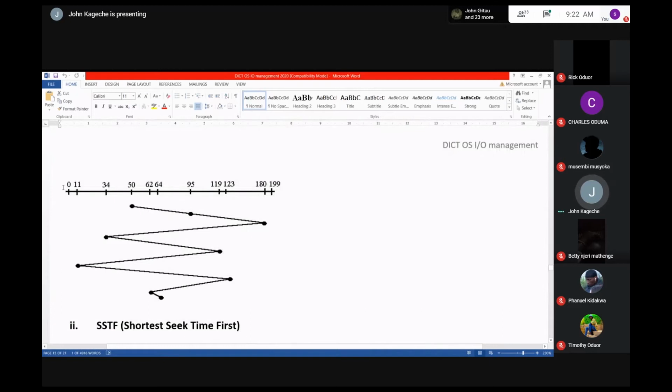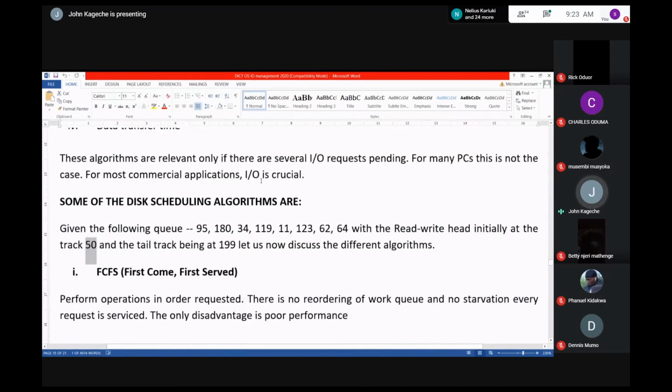For example, these are the tracks. You have 0, and the farthest point is 199 tracks. So this could be track number 1, track number 2, 11, and you go up to 34. So we are assuming that the system wants to access information at track number 11, track 34, track 50, track 62, track 64, track 95, and so on, as per this information.